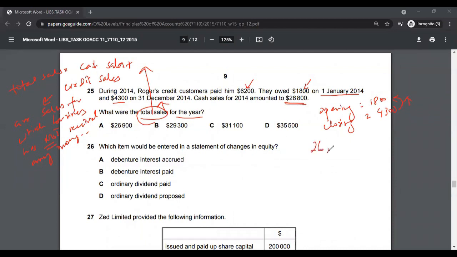So now I will take 26,800 plus the credit customers that paid me 6,200, plus this increase, which I will call X dollars, and that you will calculate for your practice. So 26,800 plus 6,200 plus this X amount should give you the final answer as 35,500. So the answer to multiple choice 25 would be option D.